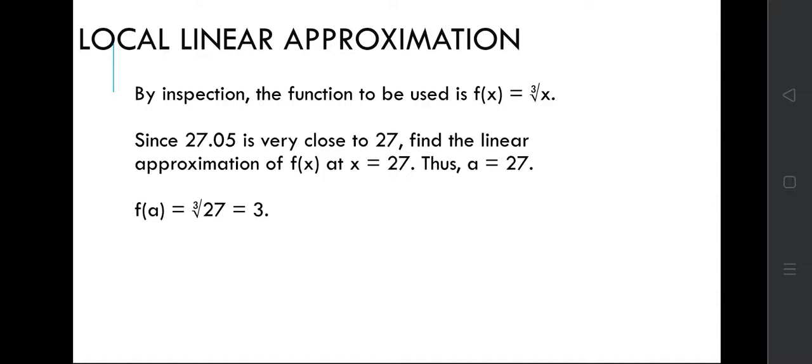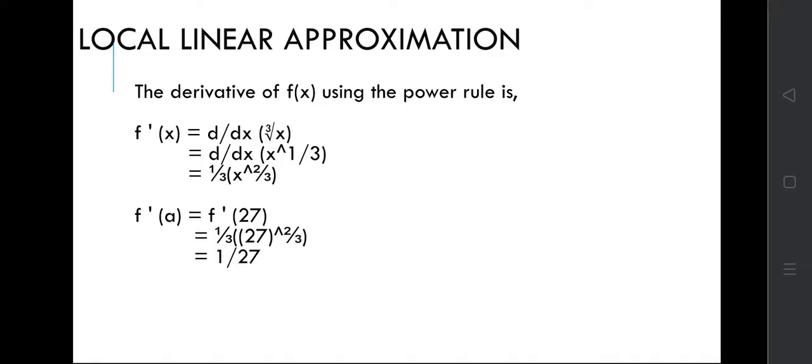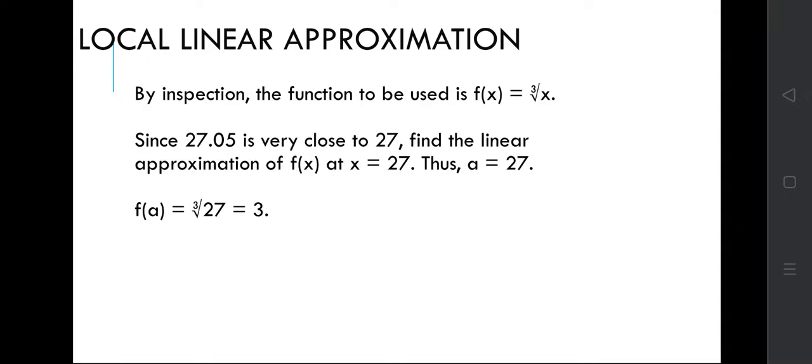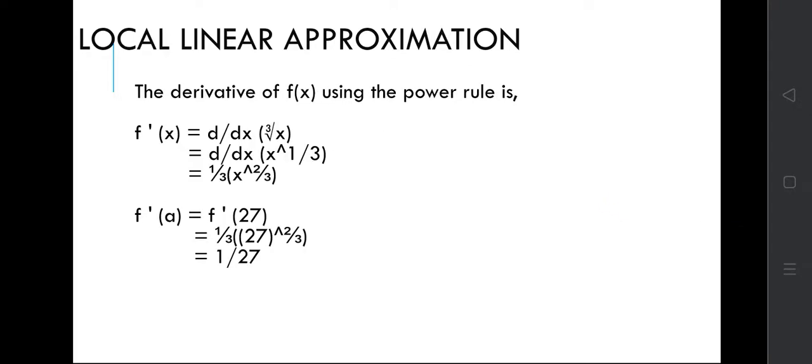Alam na natin ang cube root ng 27, which is 3. So, therefore, we can use 27 as the value of a, and f of a is equal to the cube root of 27 equals 3. So, yun na. Dito na tayo. Alam na natin yung a, alam na natin yung x. Mag-derive na tayo.